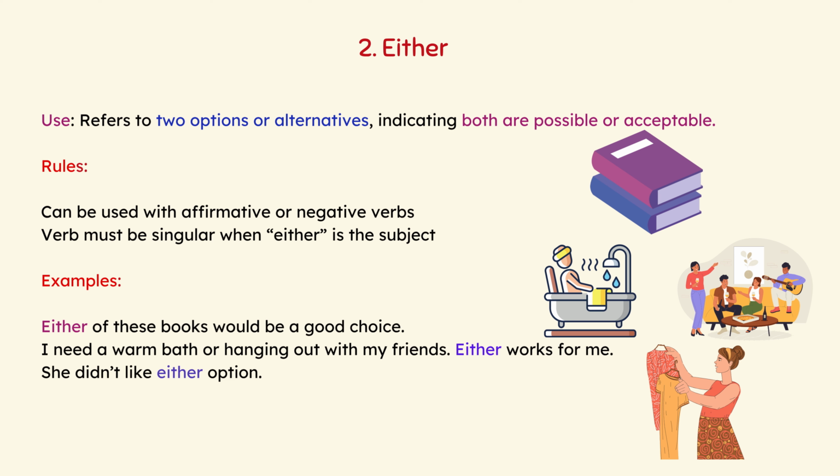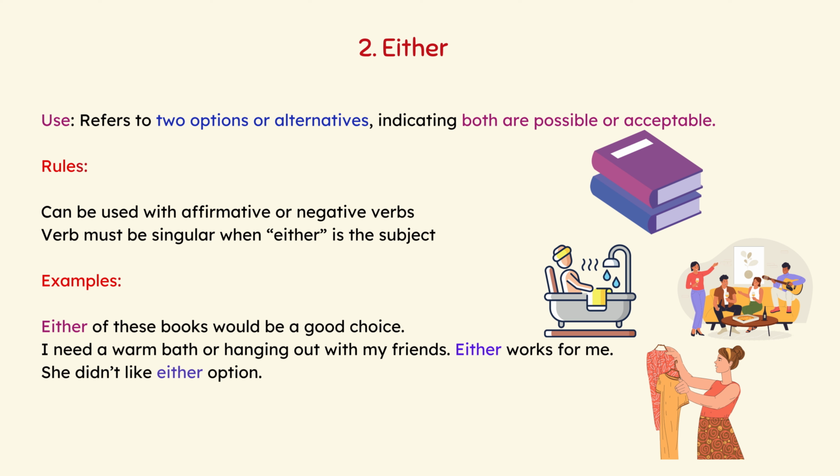Here are some examples. Either of these books would be a good choice. Here, either means one book or the other, so we use a singular verb, would be. I need a warm bath or hanging out with my friends. Either works for me. Either shows that both options are fine, so the singular verb works is correct. She didn't like either option. Here, either refers to two possible options, and it expresses that she liked none of them.